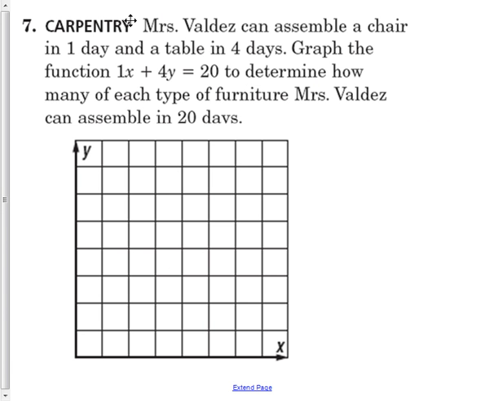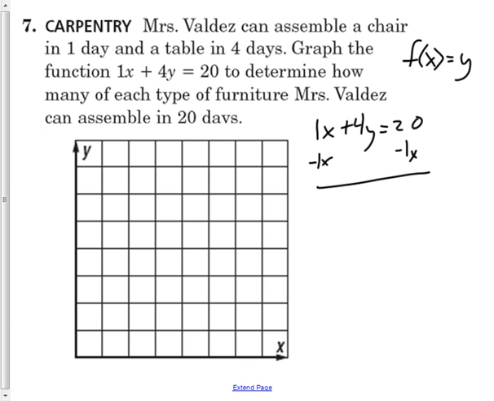All right, so it says graph the function 1x plus 4y equals 20. So what I need to do is get that into slope-intercept form here. So I want to solve for y, because remember f of x equals y. So I need to get it solved for y. So let's subtract 1x on both sides, and I'm going to be left with 4y equals -x plus 20.